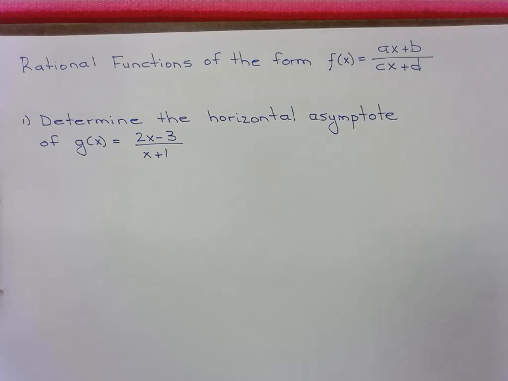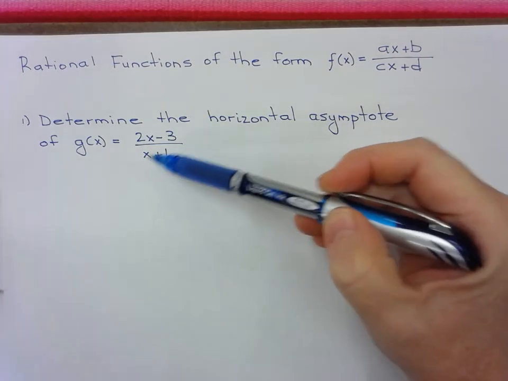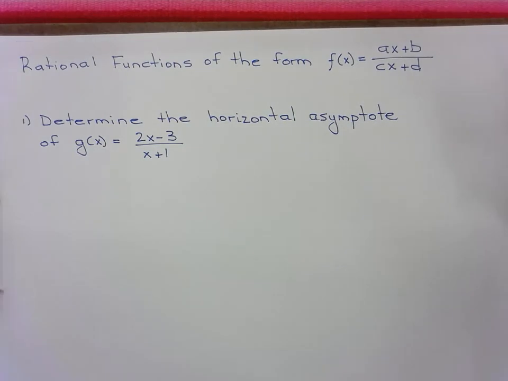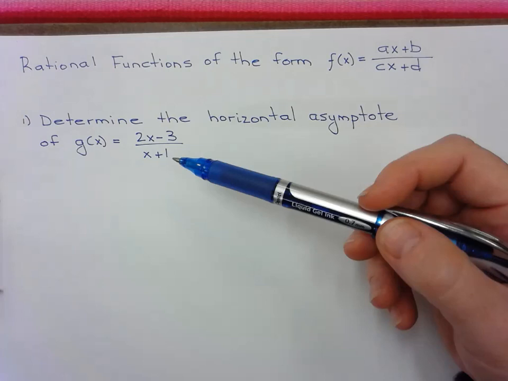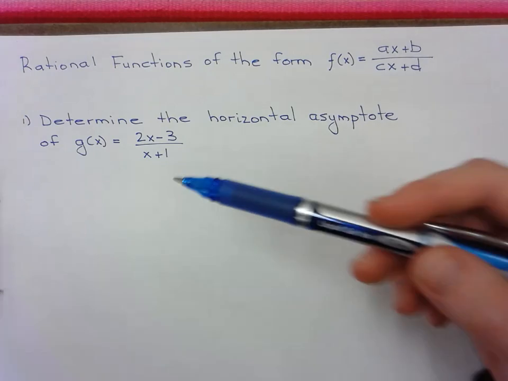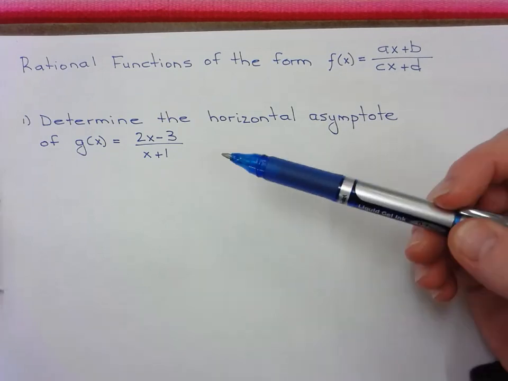So we're going to start with determining the horizontal asymptote of g of x equals 2x minus 3 over x plus 1. So in order to do this, we want to focus on the term in the numerator, the 2x or the minus 3, and the term in the denominator, the x or the plus 1, that has the most influence on the value of the numerator and the denominator as x is approaching positive and negative infinity.